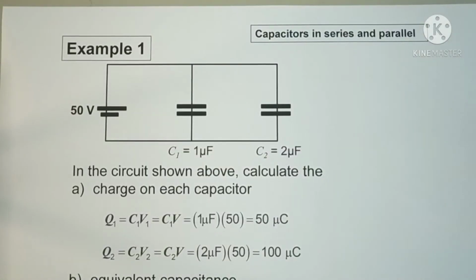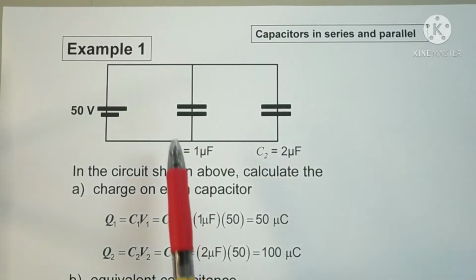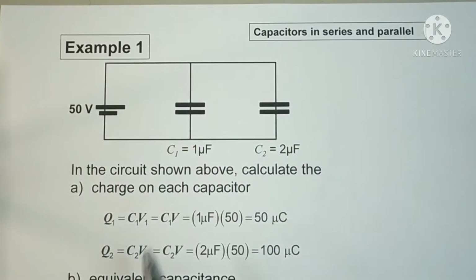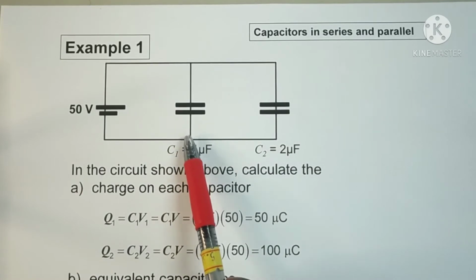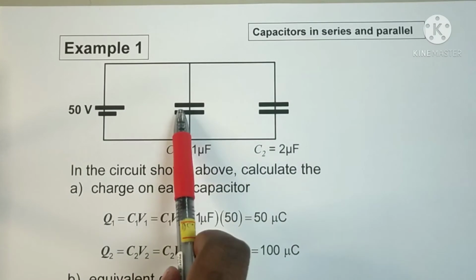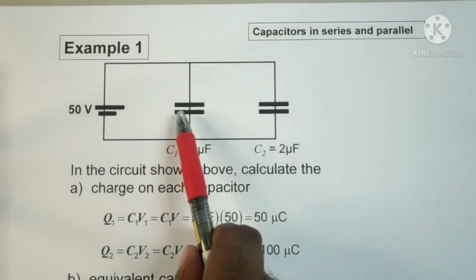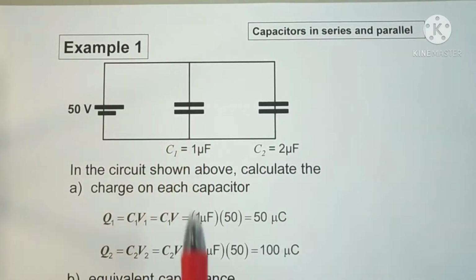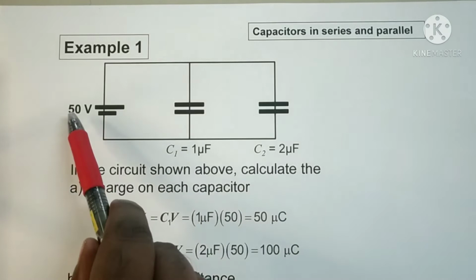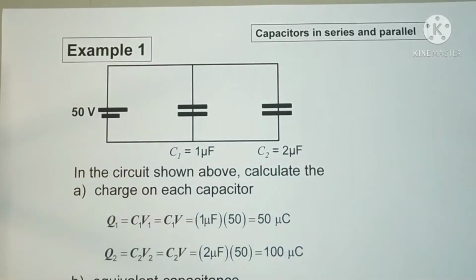So after the short notes, I don't think you have a problem identifying whether these two capacitors are in series or parallel. Definitely these two capacitors are in parallel because they are separated by these junctions. So they are in parallel. For two capacitors in parallel, the potential difference across each capacitor is the same as the voltage supply V, which is equal to 50 volt.